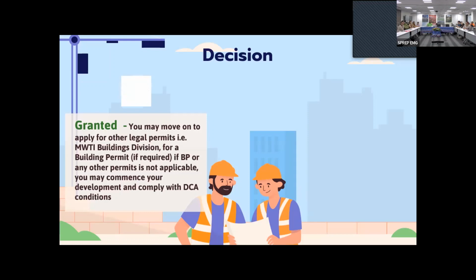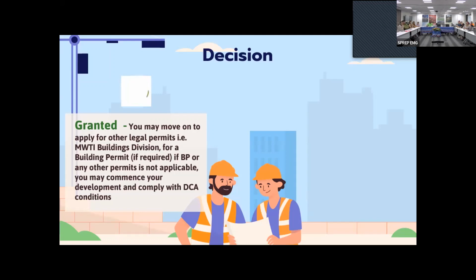For example, if your development has some sort of drainage aspect that will be connected to the road, you must also go to Land Transport Authority. They also have a permit that you apply for. But if your development doesn't really need any other permits, then you may commence your development, but you must ensure to comply with the conditions given.